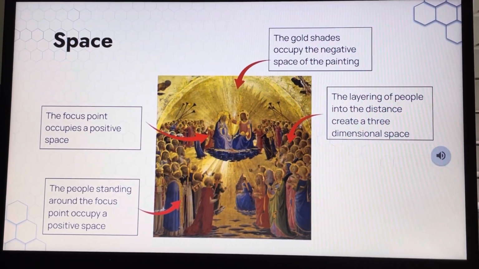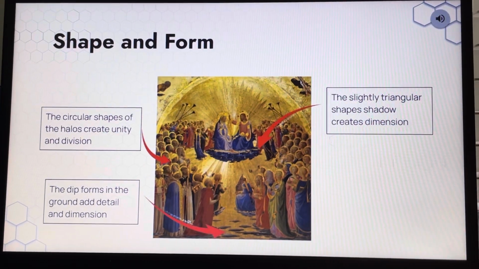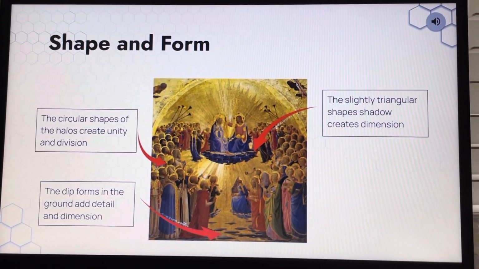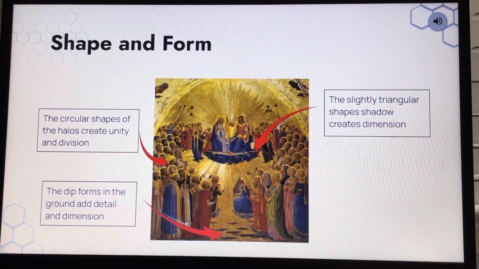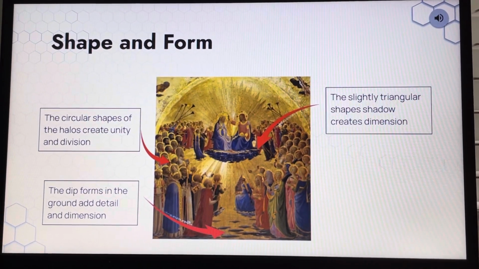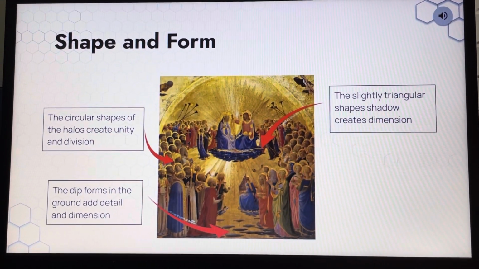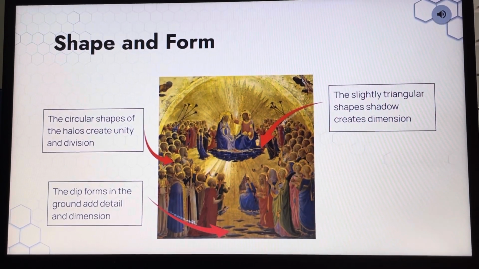The triangular-shaped shadow underneath the focus point of the painting adds dimension. This accentuates the three-dimensional aspects of the painting. The dip forms in the ground also add a three-dimensional aspect to the painting. This causes the viewer to recognize the divots in the sand on which they are standing.